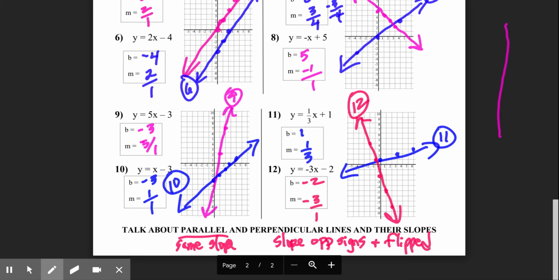So if you look at the slope here on M, you see that it's 1/3. And so you look at the slope on number 12 and you see that it's -3 over 1. So there's opposite signs. One's a positive, one's a negative, and the fraction's flipped. It goes from 1/3 to -3 over 1.